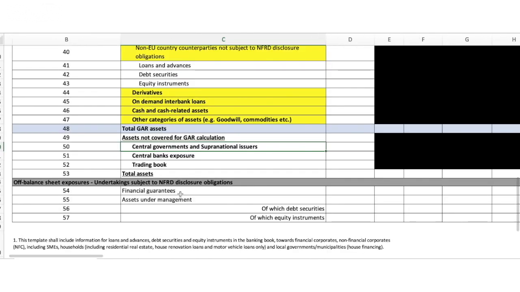The section includes 2 types of assets. Firstly, financial guarantees given by banks to NFRD counterparties. Secondly, assets under management related to NFRD counterparties, including debt securities, equities, and real estate exposures.